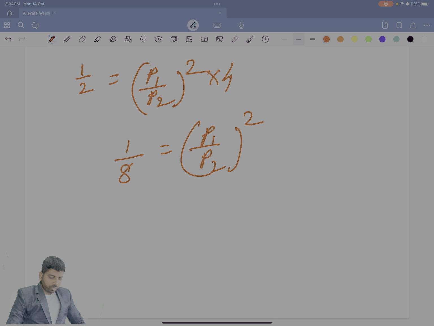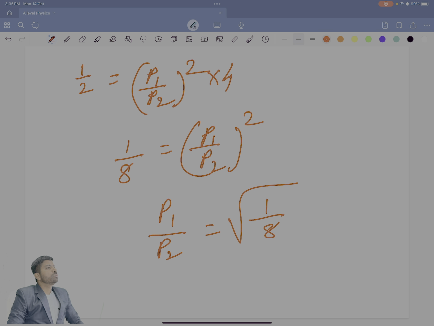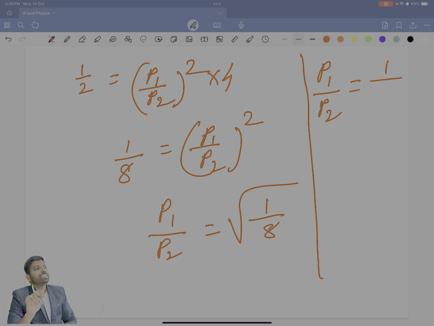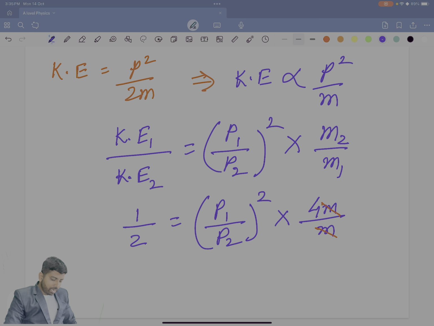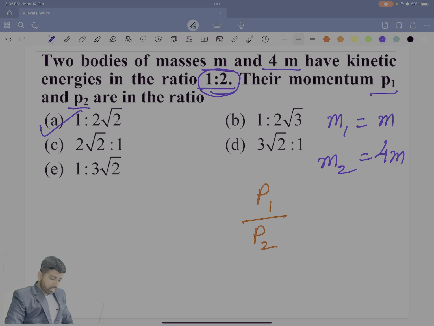So if I find P1 upon P2, it will be equal to square root of 1 upon 8. Therefore, in the final step, can I write P1 upon P2 equals 1 upon square root of 2 into square root of 2, right? So the ratio P1 is to P2 will be equal to 1:2 root 2. So let us check the answer. What is the correct answer here? Yes, option A is the right answer for us.